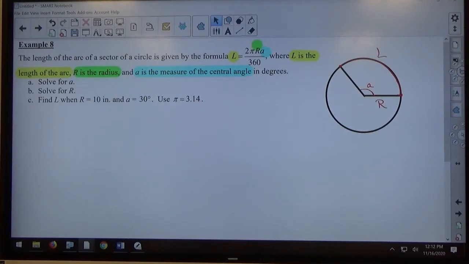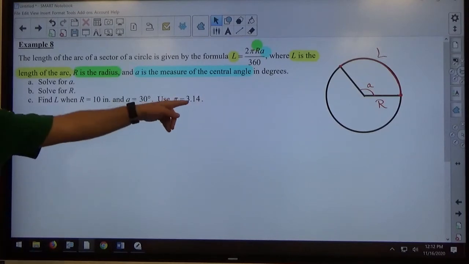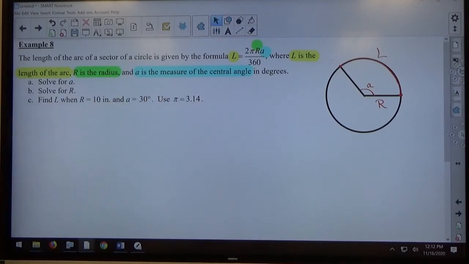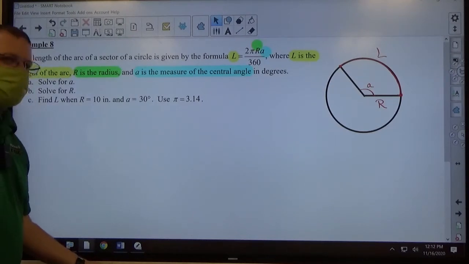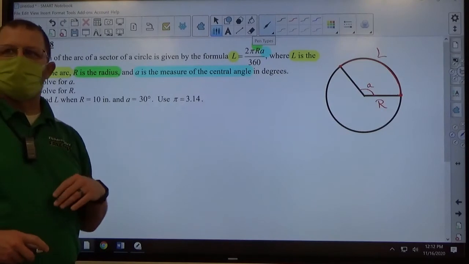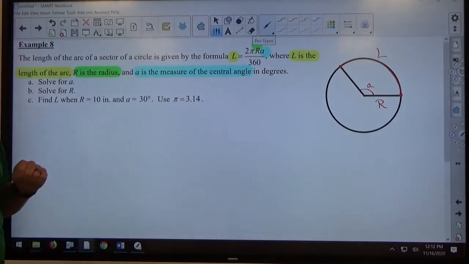Okay, notice 2 and pi and 360 are all numbers. Pi is approximately 3.14. You see right there that anytime you do a circle problem, pi is approximately 3.14. Right? It goes on forever and ever, but 3.14 is usually a pretty good approximation for pi.